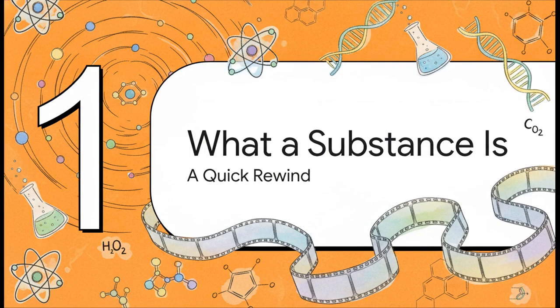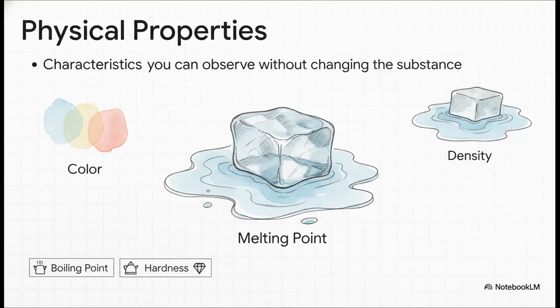So, before we jump into the new stuff, let's hit rewind for a second and make sure we're all on the same page about what we mean when we talk about what a substance is. So, if you remember from our last discussion, physical properties are the things you can see or measure without actually changing what the substance is made of. Things like its color, how dense it is, or its melting point. I mean, you can melt an ice cube into water, but it's still H2O. Nothing new was created. You're just describing its state.